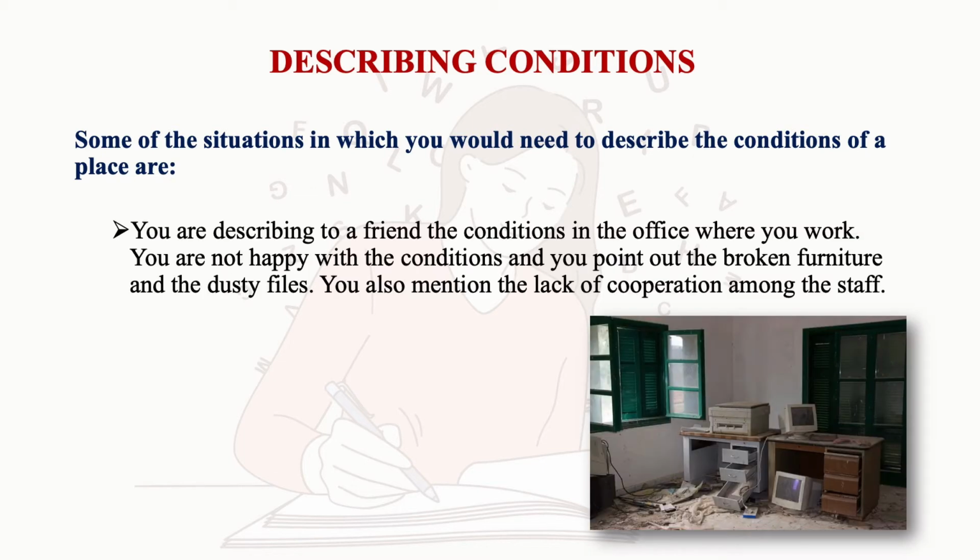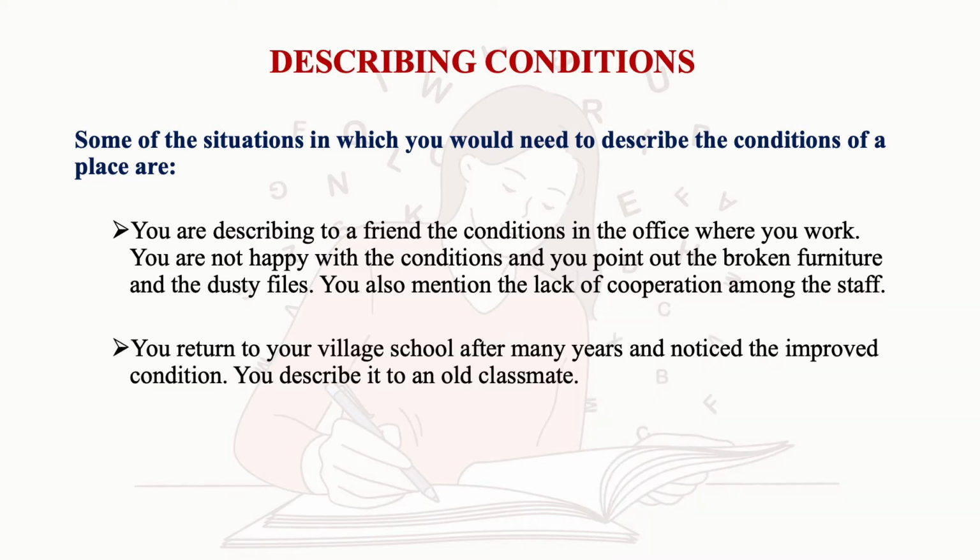Some of the situations in which you would need to describe the conditions of a place are: number 1, you are describing to a friend the conditions in the office where you work. You are not happy with the conditions and you point out the broken furniture and the dusty files. You also mention the lack of cooperation among the staff. Number 2, you return to your village school after many years and notice the improved condition. You describe it to an old classmate.